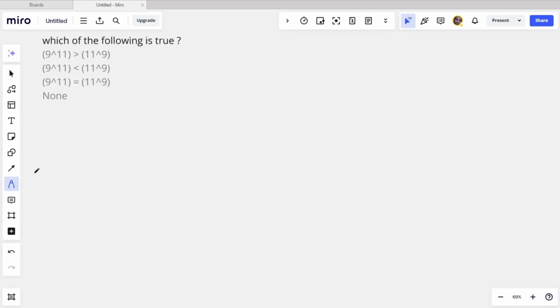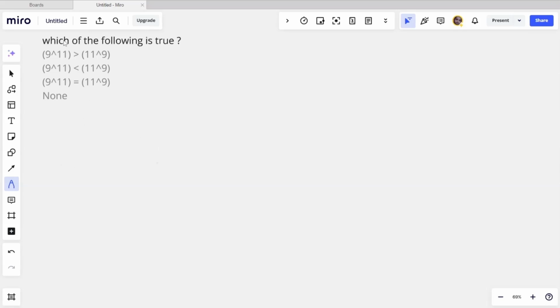So as you can see, this is our question. This question is based on the concept of the power cycle. If you don't know the concept of power cycle, it is recommended that you learn the concept first, and after that try to solve these types of questions. So let's come to the question.